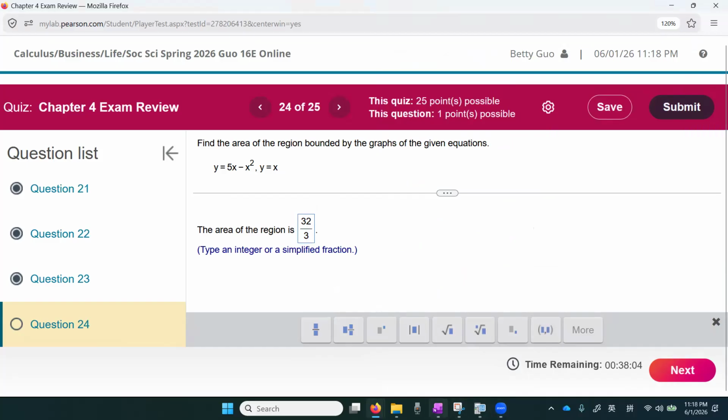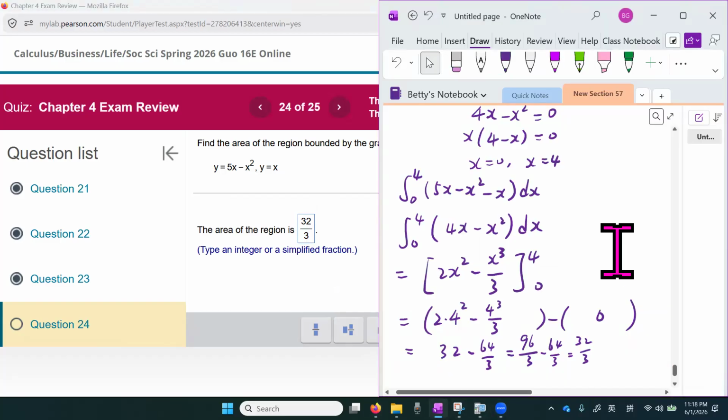Let me double check. 4x minus x squared, the antiderivative is 2x squared minus x cubed over 3. Plug in 4: 32 minus 64 over 3, which is 96 over 3 minus 64 over 3, that's 32 over 3. Okay.